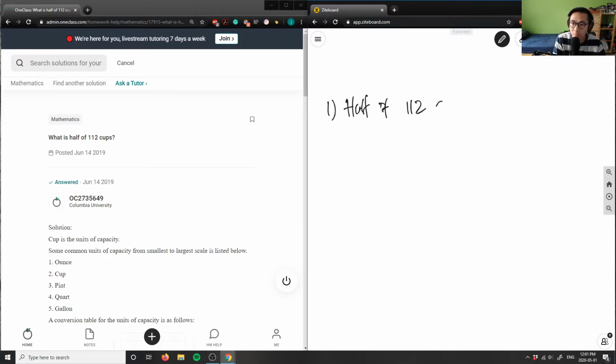When we have cups here, again, cups is a unit of volume, right? It's in the imperial system here, and it's measuring volume. You can think of it as water or juice or something like that. So it's asking us what's half of 112 cups.